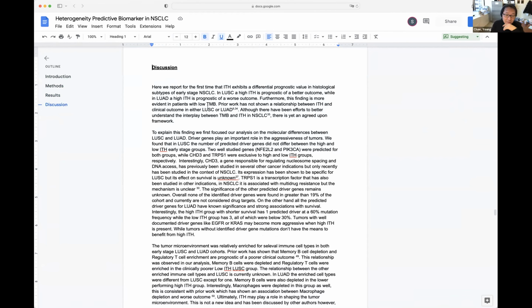So I guess that paper looked at these two separately, so you can't really say that prior work has not shown. Well, I guess the clinical impact of ITH has been looked at, but its interaction with TMB or subtype of non-small cell lung cancer has not been explored or something like that. So subtype. No, that makes sense. You say interplay here, but the subtype has been emphasized.